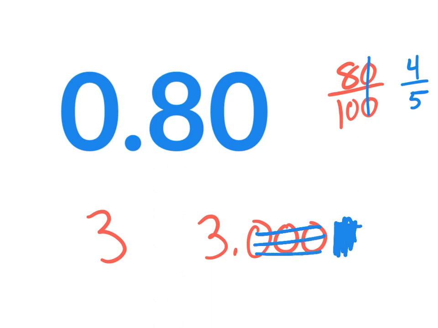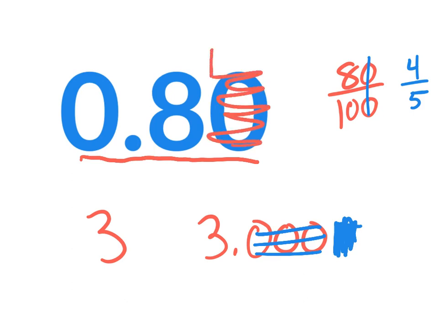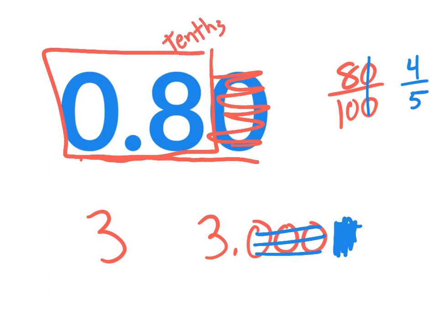So let's go back to the original problem. It says 0.80. That 0 at the end is unnecessary. You could scratch it out, and you could just rewrite this as a fraction. Now this is in the tenths position, which means that this fraction is 8/10. 8 over 10. And 8 over 10 reduces down to 4 over 5.